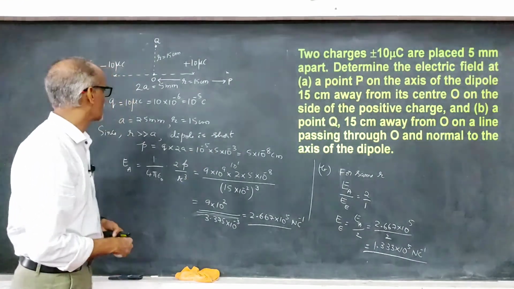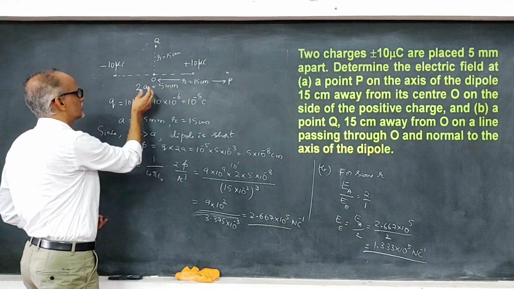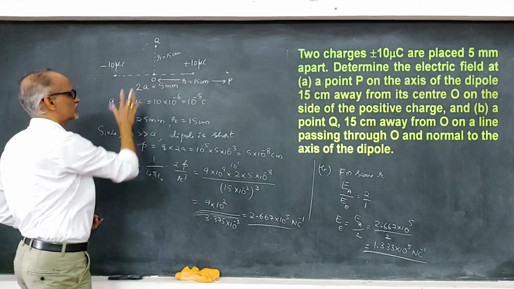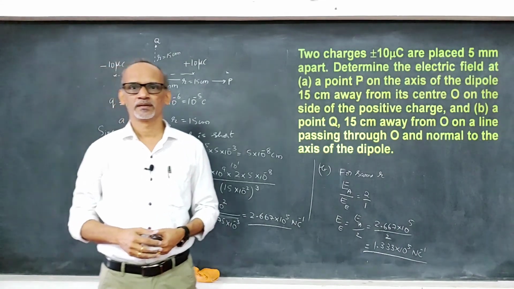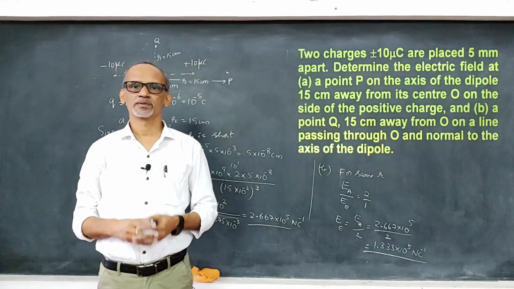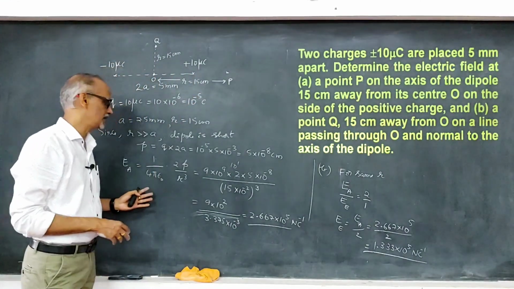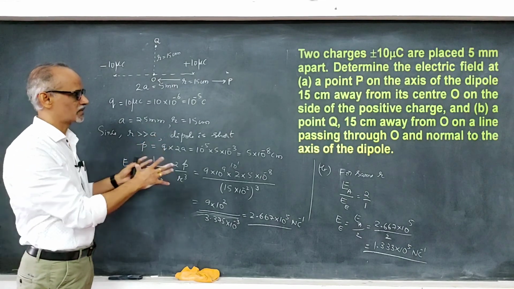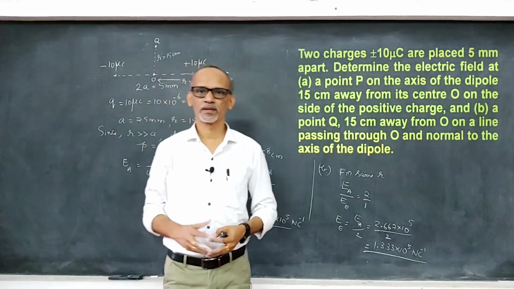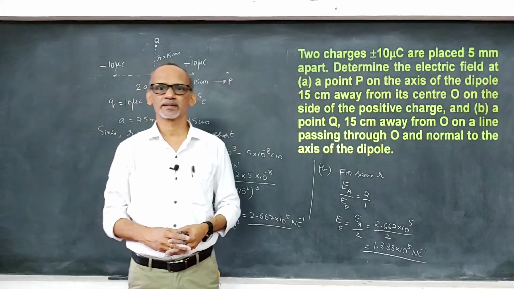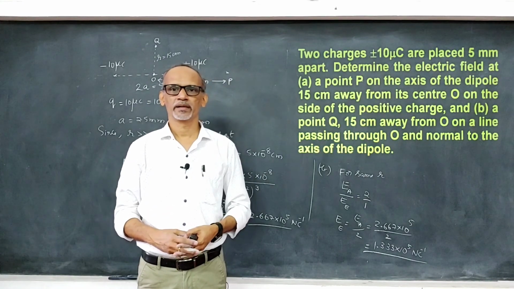So it's very important to check initially whether R is comparable with A or R is much greater than A. If R is much greater, then we don't use the general formula as we have used in the previous case. We use the already modified version of the formula, which is the formula for electric field due to a short electric dipole, and this problem is related to a short electric dipole. So hope you have understood about the electric dipole and the numericals related to it. We're going to learn more concepts in this chapter in the next class.